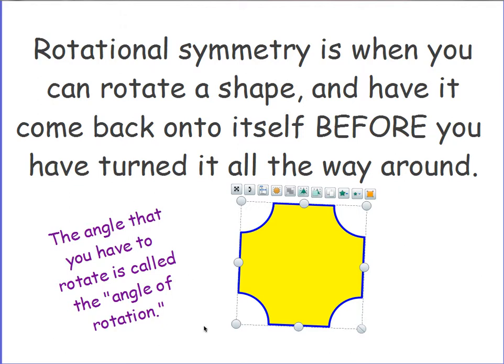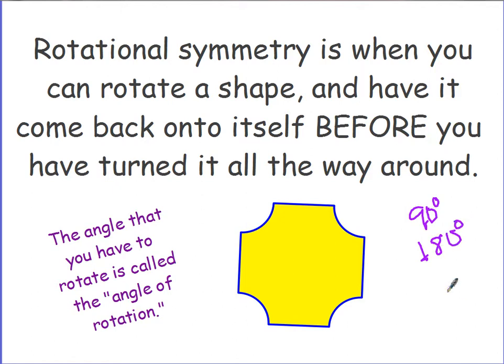Now just a side note, the angle I have to rotate before it looks like itself again is called the angle of rotation. So this particular figure, I had to turn it 90 degrees, then I could turn it 180 degrees, I could also turn it 270 degrees. All three of those would give me a shape that looks exactly like it does now. So I can say that this has 90 degree, 180 degree, and 270 degree rotational symmetry. There is no such thing as 360 degree rotational symmetry, or else everything would be rotationally symmetrical. Even you would be rotationally symmetrical if there was 360 degree rotational symmetry.